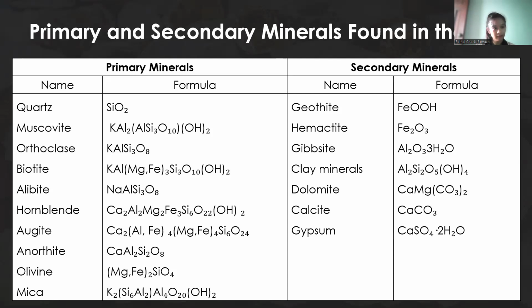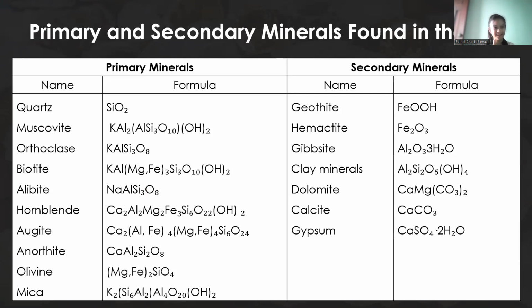Again, si albite, ayan, it contains sodium, aluminum, silicon, oxygen. And again, this is a type of feldspar mineral na merong mataas na sodium, and kapag nag-undergo siya ng weathering process, it can turn into clay minerals.